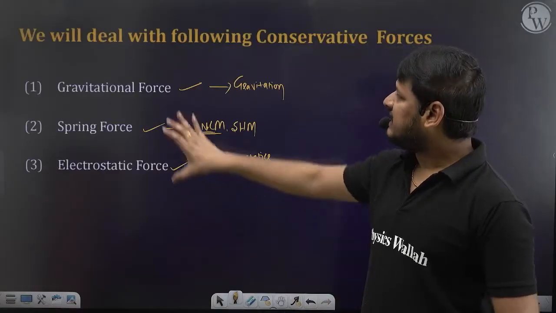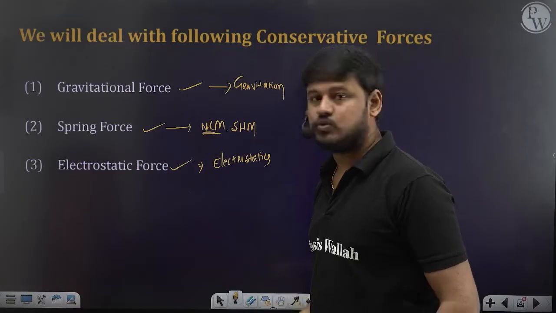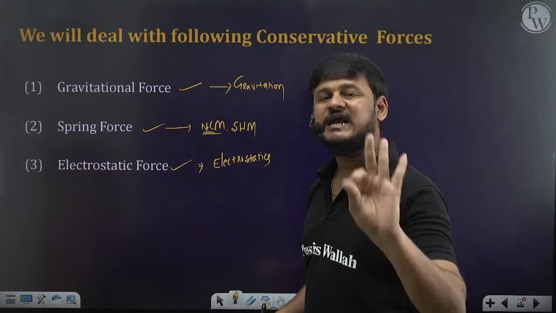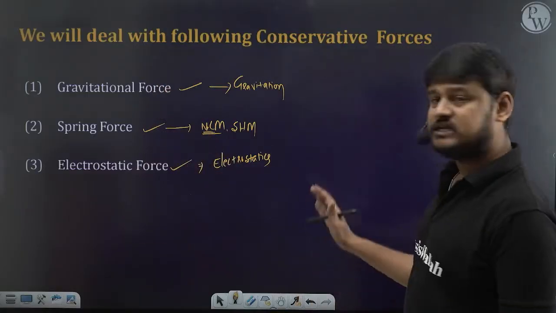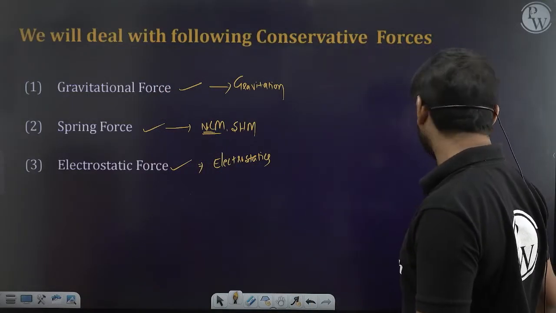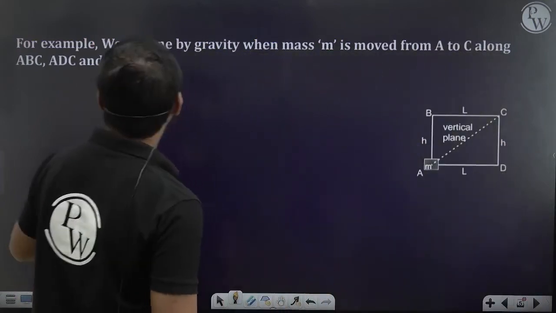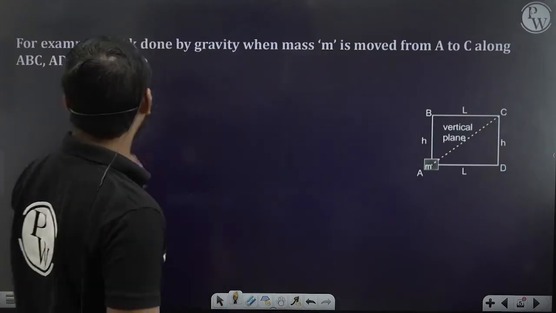These are the 3 conservative forces in our syllabus: gravitational force, spring force and electrostatic force. Clear, guys? Understood? Let's move further. Now let's discuss one simple example: work done by gravity when mass m is moved from A to C.